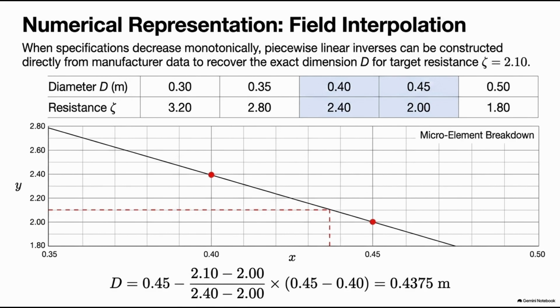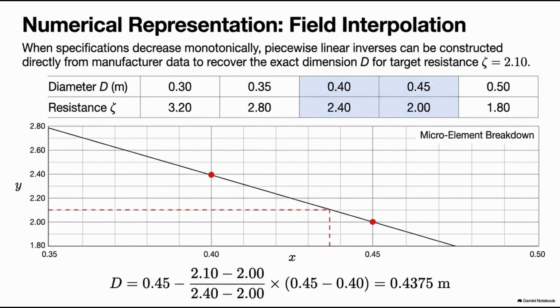Suppose a specification table lists duct diameters alongside their corresponding resistance coefficients. As duct diameter increases, the resistance coefficient decreases monotonically. Because the one-to-one condition is satisfied, we can perform linear interpolation to invert the data.